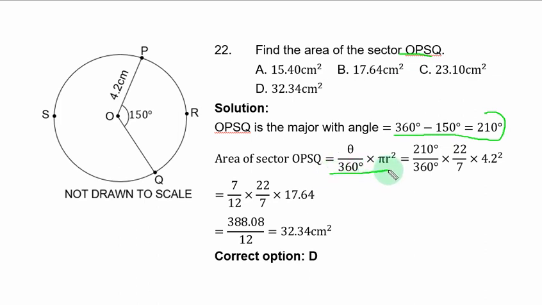The angle is 210 over 360 times 22/7 for pi. Radius is 4.2. You have to square it. If you simplify, let's say 0 cancel 0 first, you reduce this by 3, you have this result. If you multiply and simplify further, you have this. When you divide, you have 32.34 square centimeters. D is the correct option.